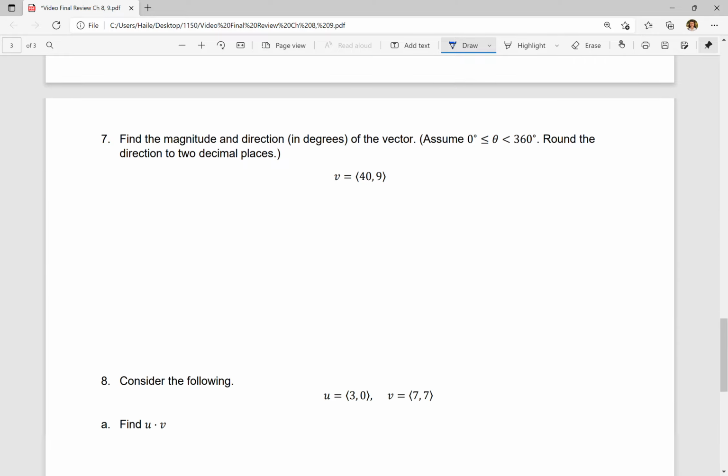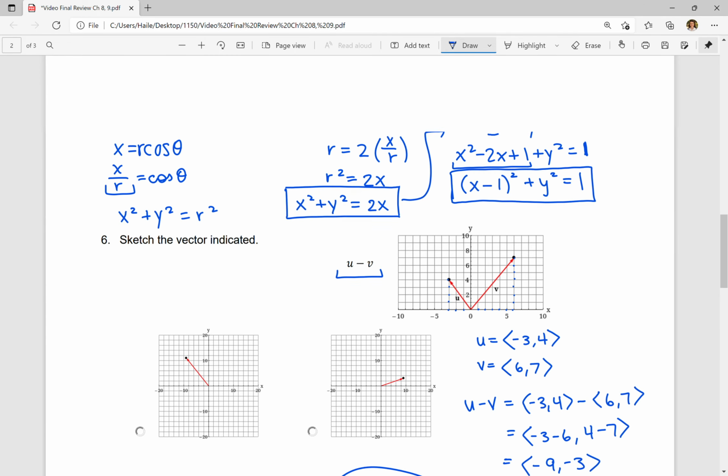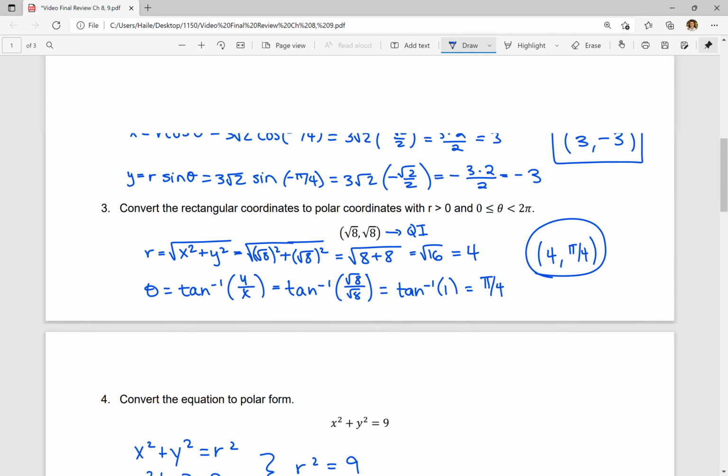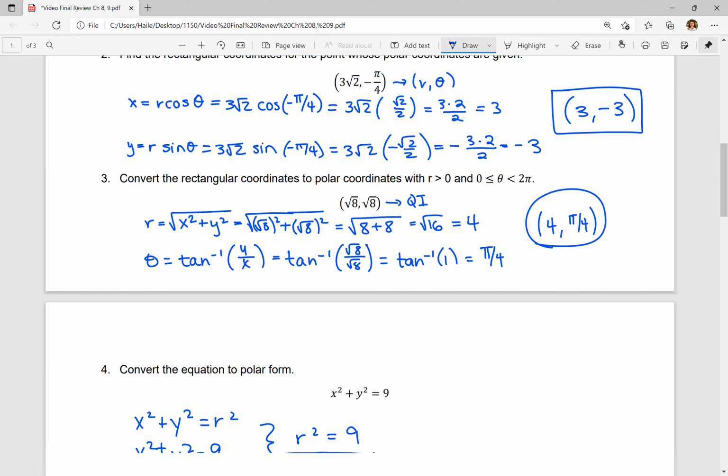All right, for our next problem, we're going to be given a vector and we're going to find the magnitude and direction in degrees of the vector. So because the direction is in degrees, just make sure that your calculator is in degree mode. So we're given the vector 40, 9, and so the way that we find the magnitude is we use similar formulas to when we were doing the problem up here, when converting to polar coordinates.